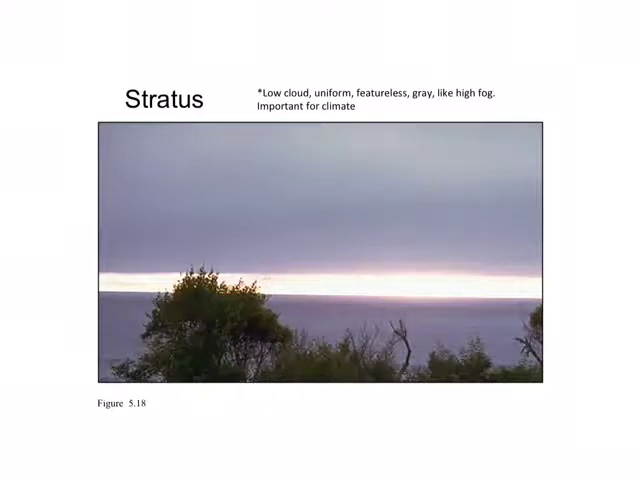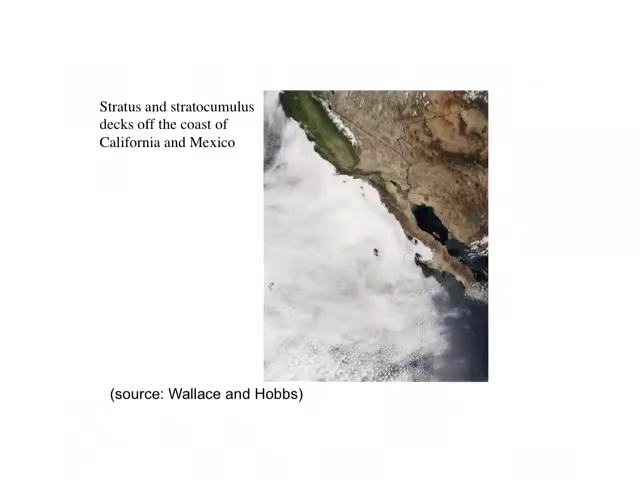Stratus clouds are another type of cloud that are particularly important for climate. These are clouds that tend to be at fairly low altitudes. They're relatively featureless. They're uniform. We see a lot of these off of California. It's quite common that stratus and stratocumulus clouds will come in off the ocean in the form of these large cloud decks, like the one that you could see here off the coast of Southern California and Mexico.